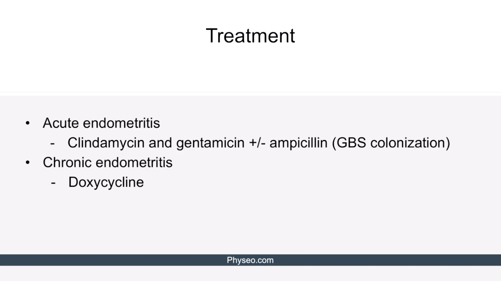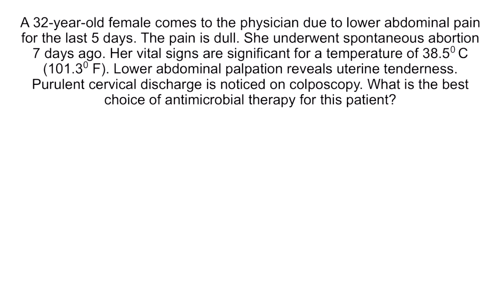All right, moving on to treatment. Acute endometritis is treated with a combination of clindamycin and gentamicin with possible addition of ampicillin if there is vaginal colonization with group B strep. On the other hand, chronic endometritis is usually treated with doxycycline. All right, let's try a question.